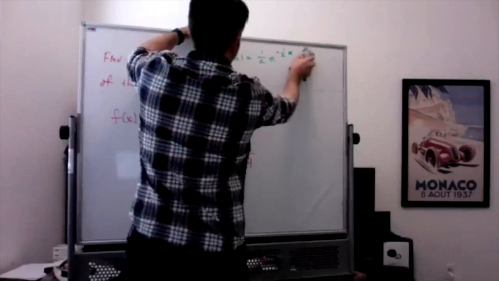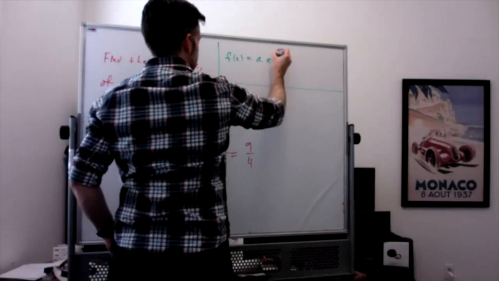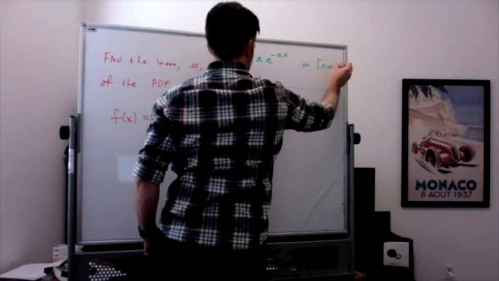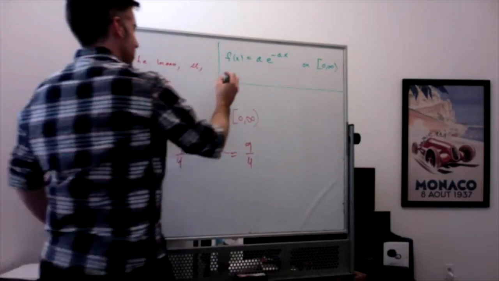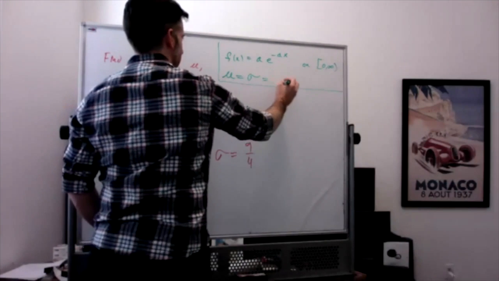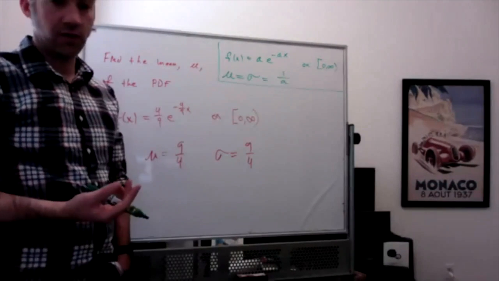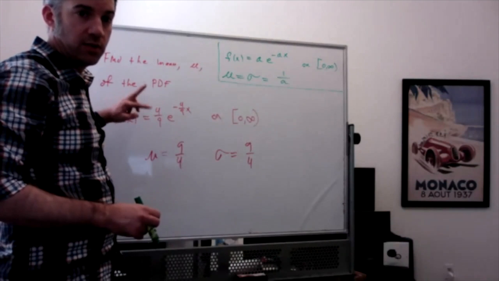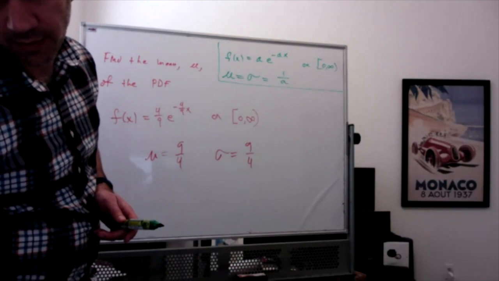The book does write it as a times e to the negative ax on the interval from 0 to infinity. If that's your special probability function, then you automatically know that the mean and the standard deviation are both equal to 1 over a, the reciprocal of that coefficient. So seeing that we had 4/9 here, we automatically knew that the mean was the reciprocal of that, which is 9/4.